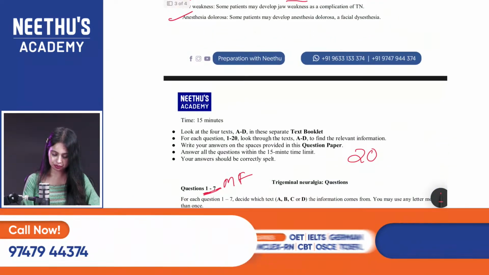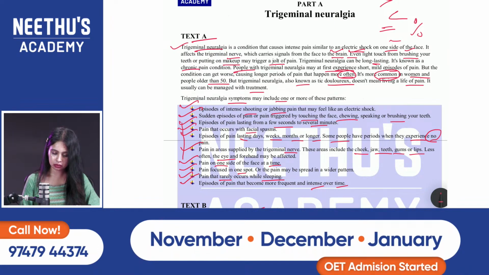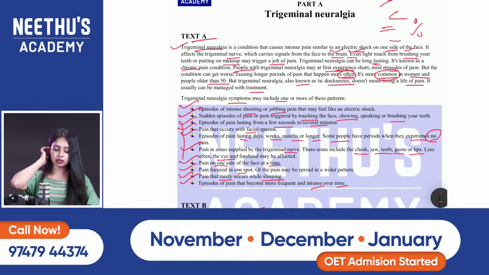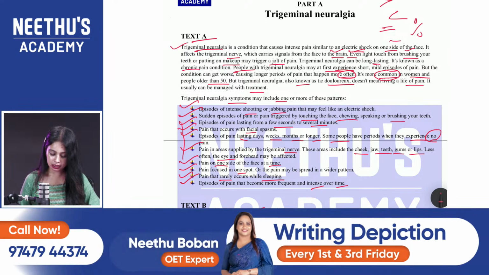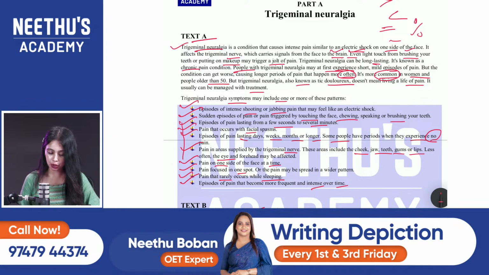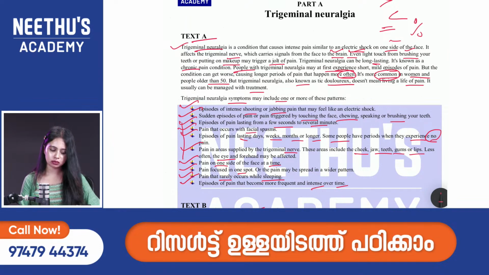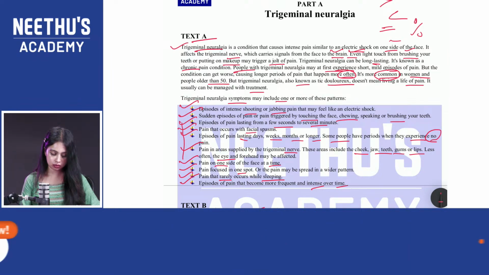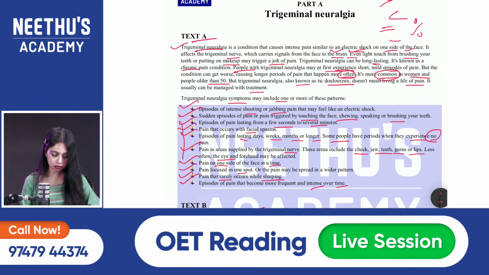What do you understand? What is in text A? Already we have read this text. We just applied the skimming and scanning method. So what did you guys understand about text A? What is in text A? What is mentioned in text A?